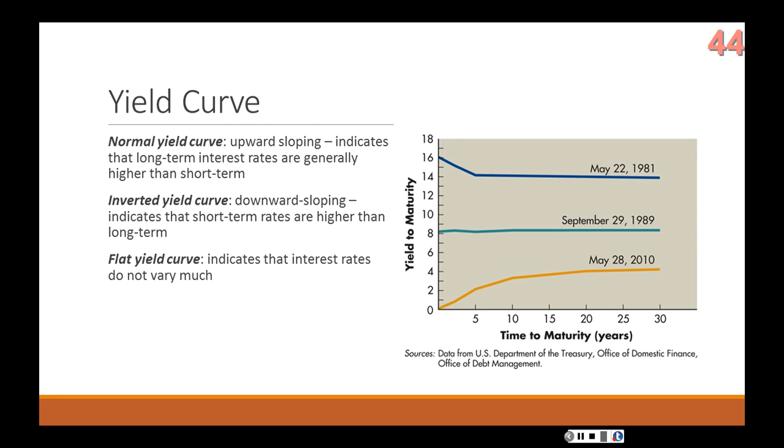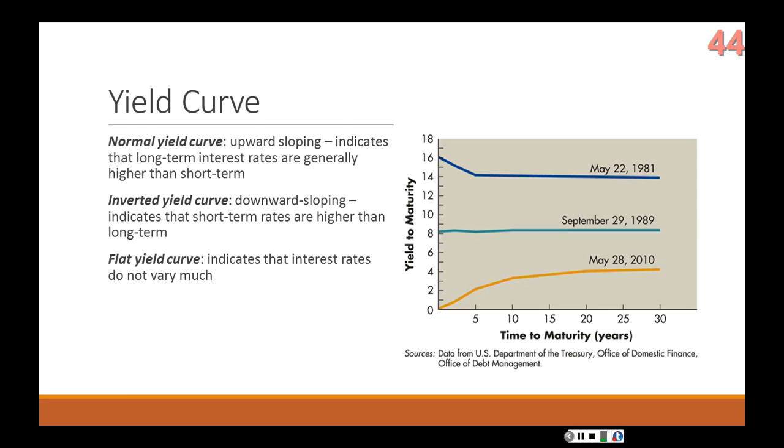Most recessions are preceded with a downward sloping yield curve. That's also called an inverted yield curve, and it means that short-term rates are higher than long-term rates. So if you were to invest your money in a short-term CD, you would earn more than you would in a long-term CD.